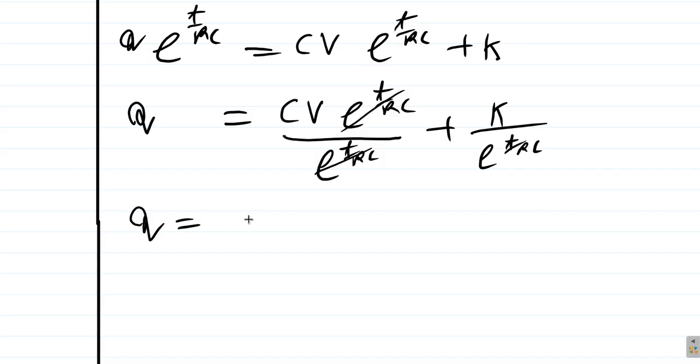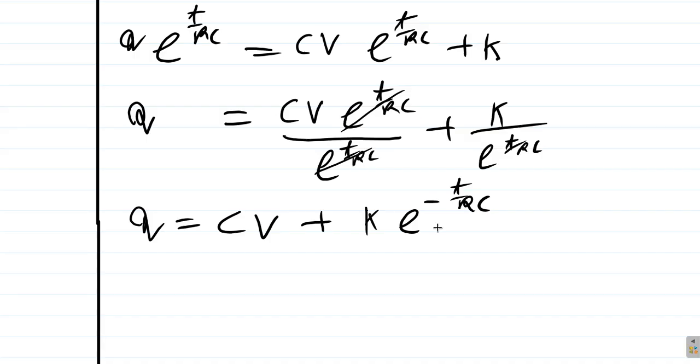So you have q is equal to cv plus... let's recall one of our laws of indices. When you have something over a number raised to a power, it's the same as that thing multiplied by the number raised to the negative of that power. So this would be like K e to the negative t over RC. See that?